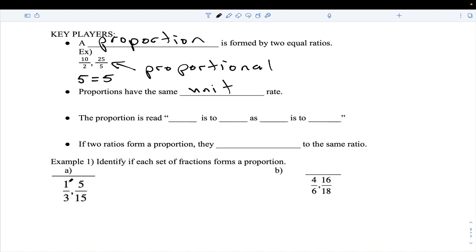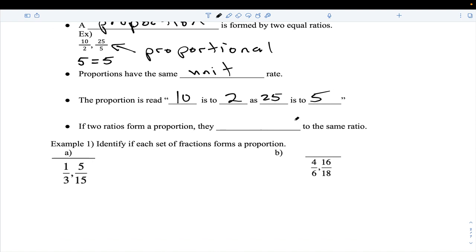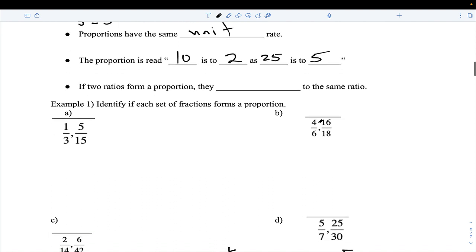The proportions are read like this: 10 is to 2, as 25 is to 5. That's kind of the legal math speak. If I'm going to read those proportions, 10 is to 2, as 25 is to 5. That's just how you talk like a mathematician. It sounds kind of funky, but sometimes mathematicians are a bit funky.